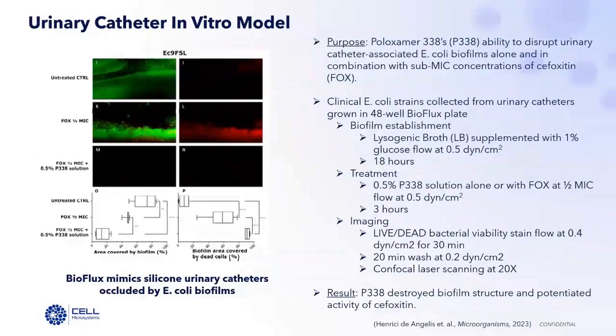coli strains collected from urinary catheters were allowed to grow into biofilms in 48-well BioFlux plates. The strains were constantly fed with lysogeny broth supplemented with glucose at a flow rate of 0.5 dynes per centimeter squared for 18 hours.